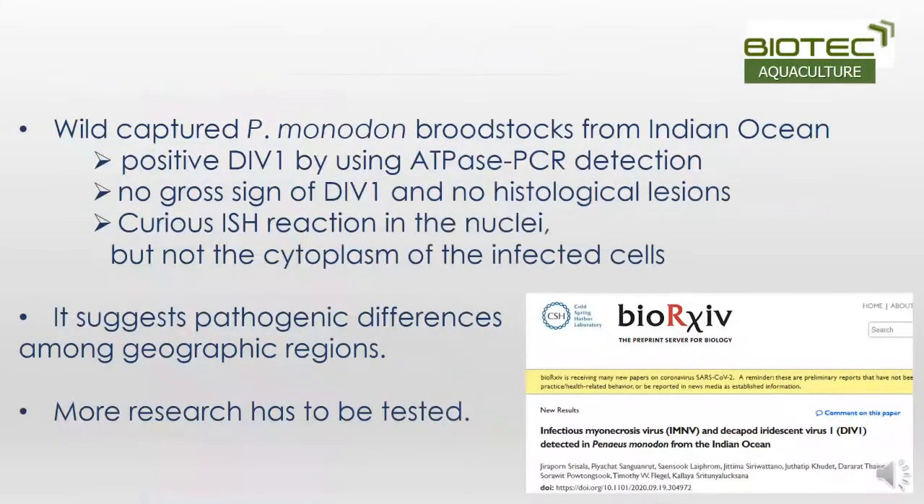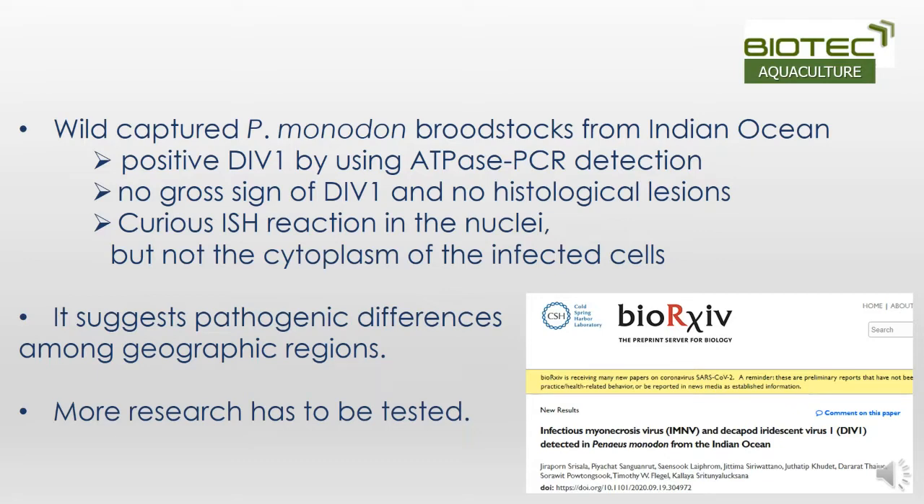So from this work, we show that the wild-captured P. monodon broodstock from the Indian Ocean are positive for DIV1 by using this ATPase PCR detection. There is no gross sign of DIV1 or histological lesion in this PCR-positive broodstock. However, this curious in situ hybridization signal found in the nuclei of infected cells is interesting. This suggests pathogenic differences among these geographical regions. More research has to be done.